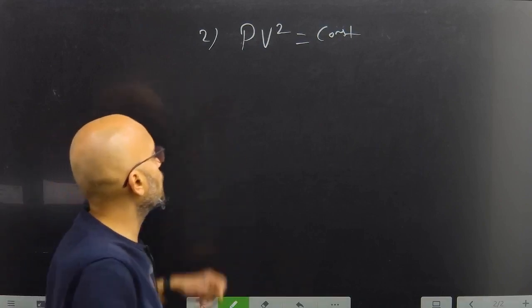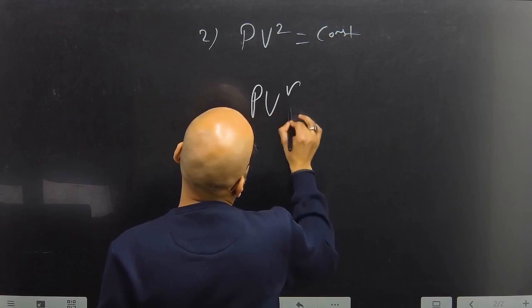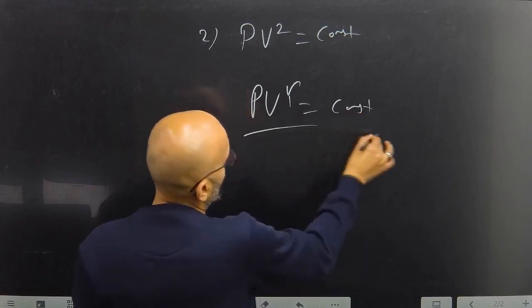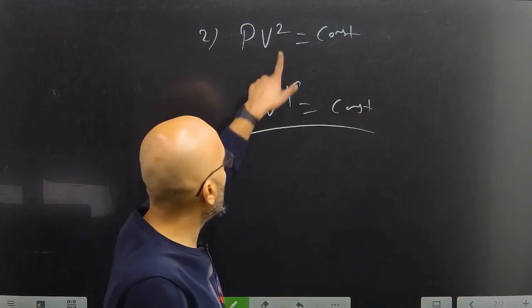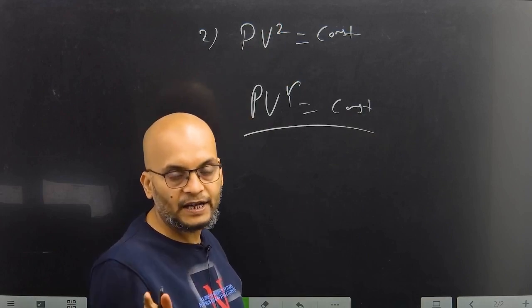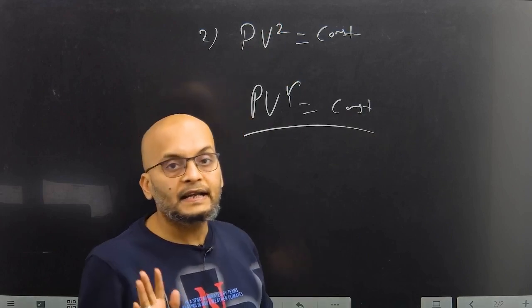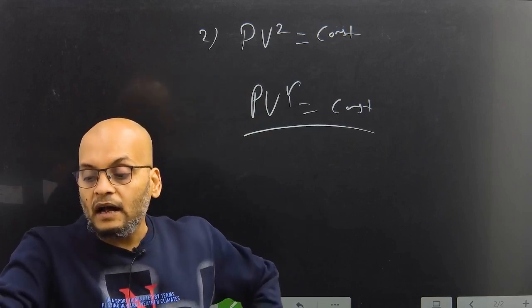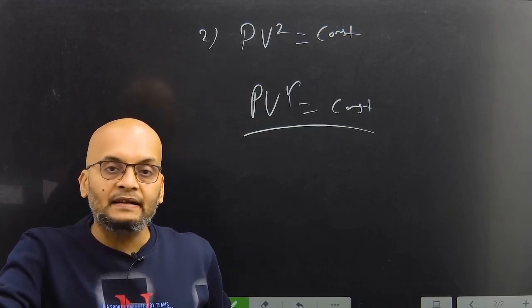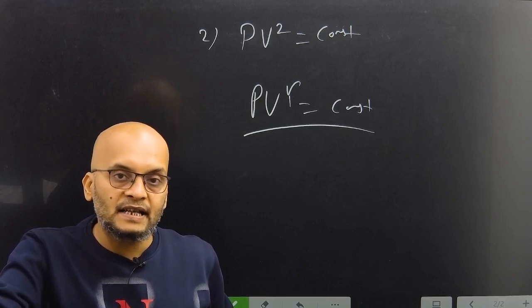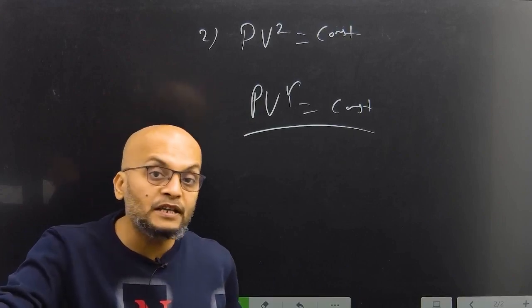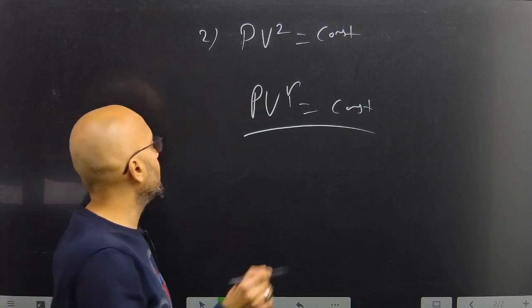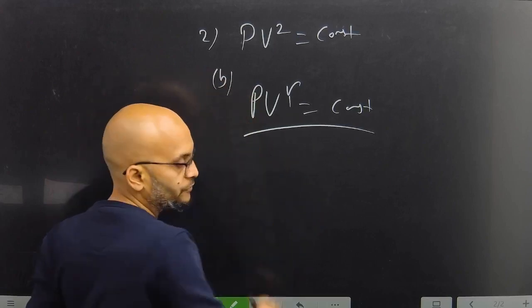See guys, what is this? We know it is a PV to the power gamma equal to constant process. And the value of gamma here is coming out to be 2, right, for the ideal gas. And pay attention, the ideal gas is expanding. If the ideal gas is expanding, that means what? It is being cooled. Option B. Fine. It was an easy question.